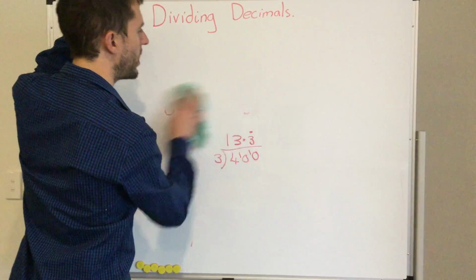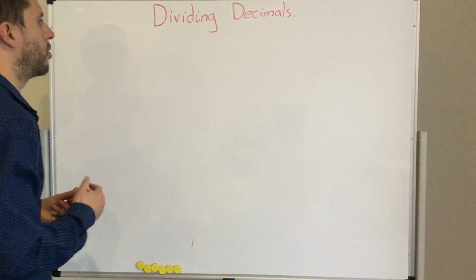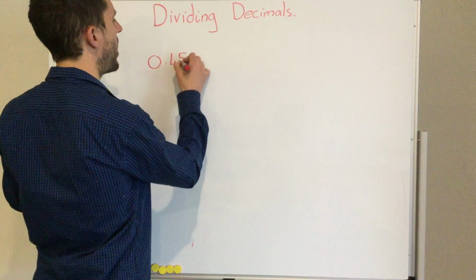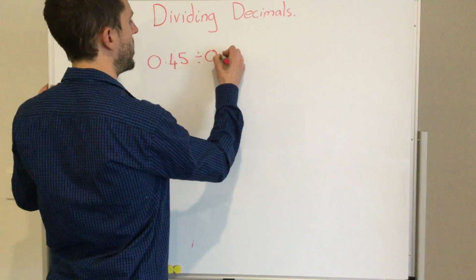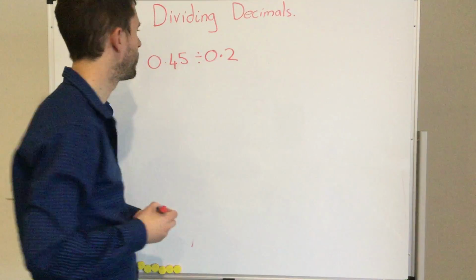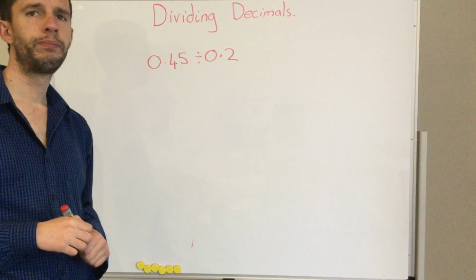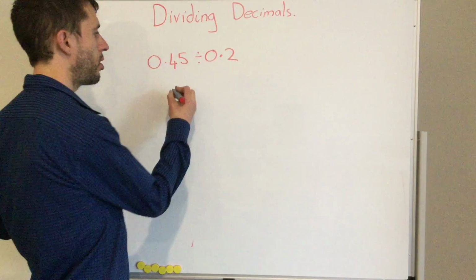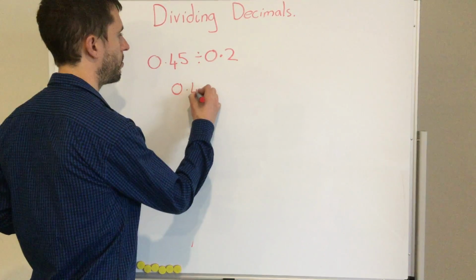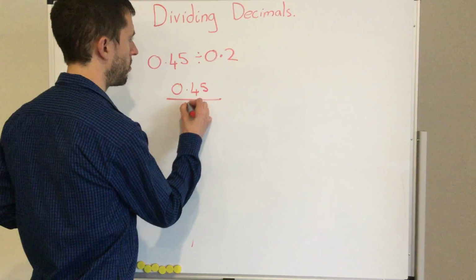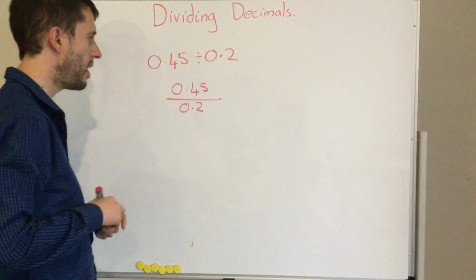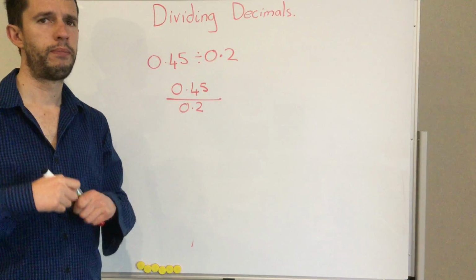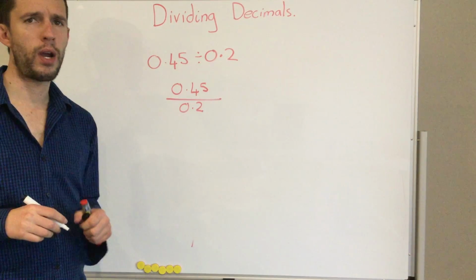But what happens if we have two lots of decimals? We are going 0.45 and we are dividing by 0.2. Exactly the same thing applies. The first thing that we need to do is write it as a fraction. Now, I only look at my denominator. Don't have to worry about the numerator.